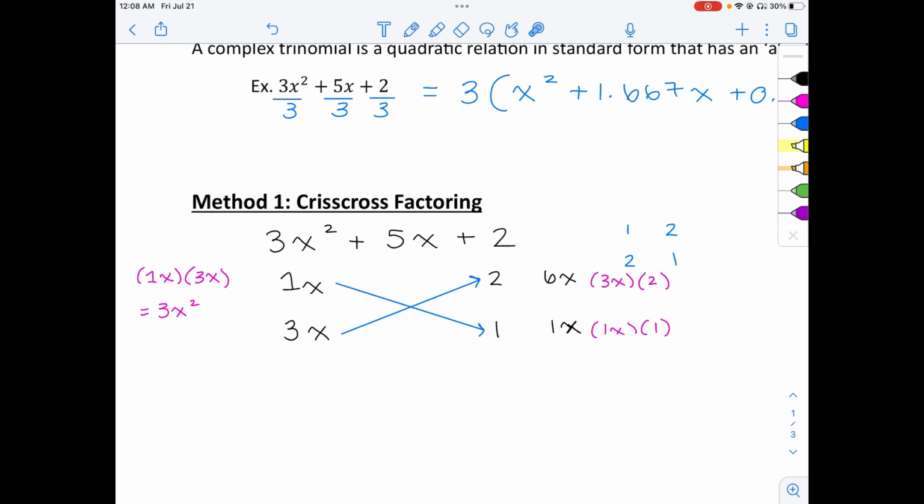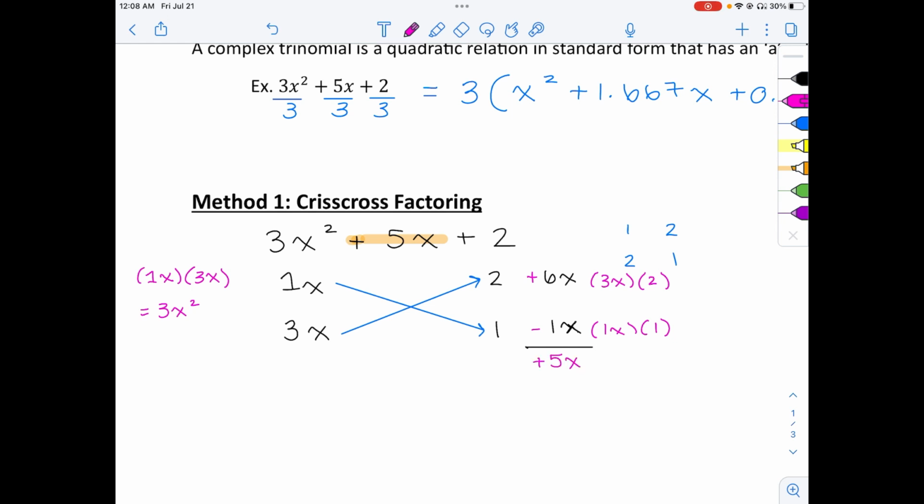Now what we want to do is take a look at the middle term, which is plus 5x. And I want to see, can I make 5x from adding or subtracting these terms here, 6x and 1x? If you're looking at this, yes, you could, right? If I had plus 6x and minus 1x, that would give me plus 5x.